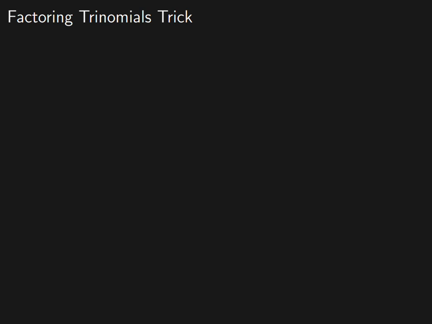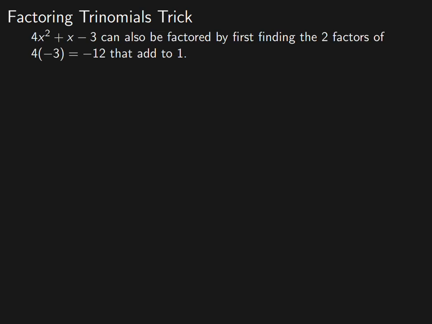So let's look at a trick which simplifies this process. 4x squared plus x minus 3 can also be factored by first finding the two factors of 4 times minus 3, which is minus 12, which add up to 1. So those numbers are 4 and minus 3. So 4x squared plus x minus 3 is 4x squared plus 4x minus 3x minus 3.